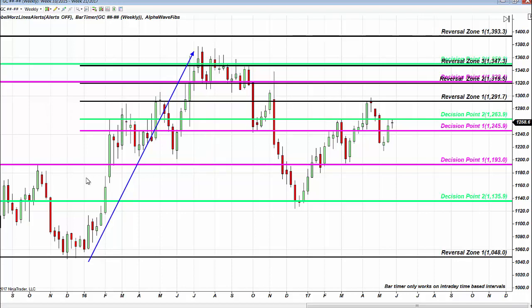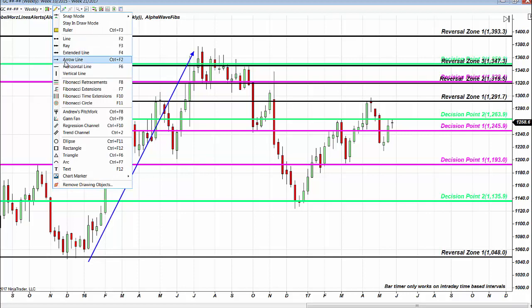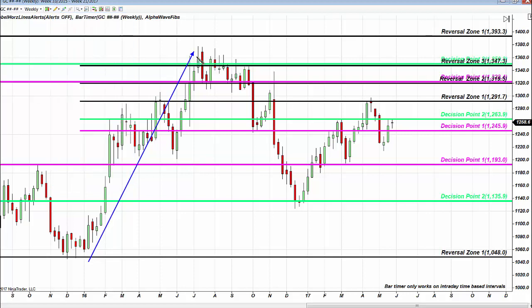This is where gold collapsed from. But take a look, very important moment. Gold reached decision point 2. Gold did not collapse until the reversal zone for a very good reason. Making the assumption that gold moves from reversal zone to reversal zone is absolutely speculative.